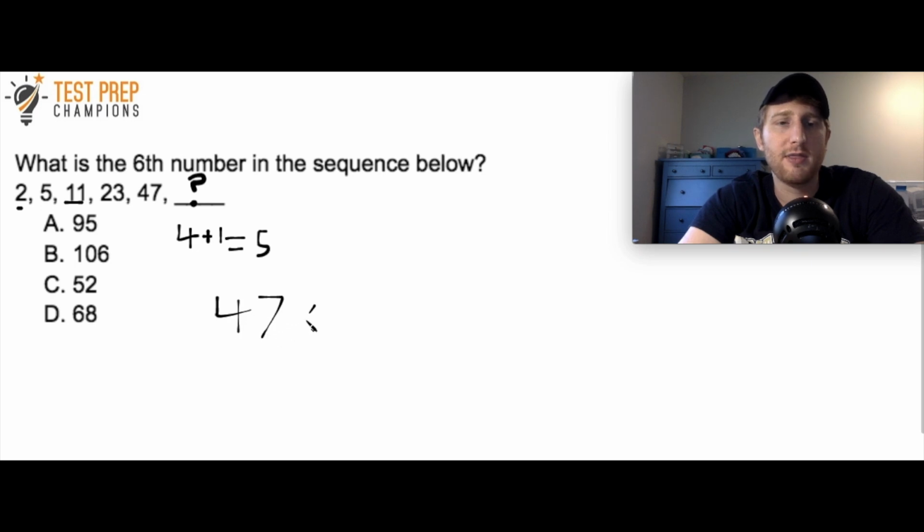So to get the answer here, you'd have to do 47 times 2, and then add 1 to it. And that gets you 95. All right, so really the key here was just studying these numbers and hopefully seeing that pattern. And if you didn't see the pattern, hopefully this makes sense now.